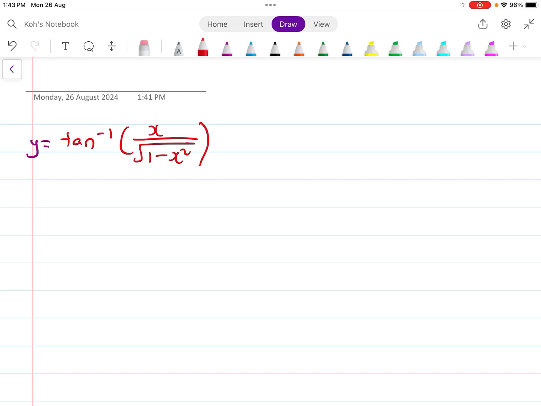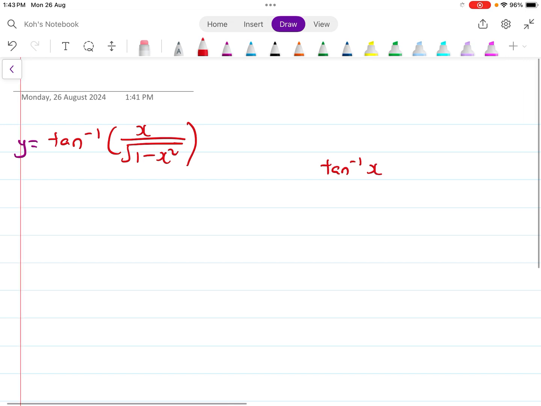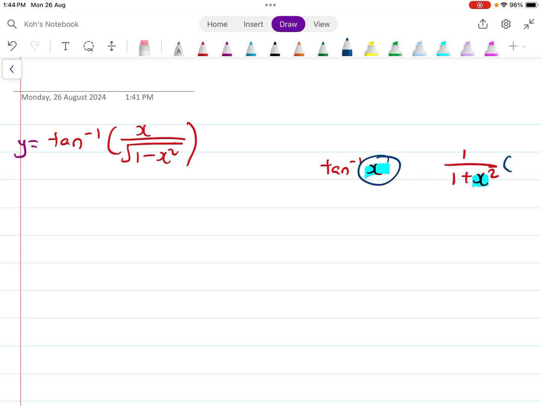The MF27 tells us that if you want to differentiate the inverse of tangent, you will get something like this: 1 over 1 plus x squared. You can see you just put the x into the x squared. But actually there's one more thing. You must differentiate the inside as well, so there's a 1 right here.